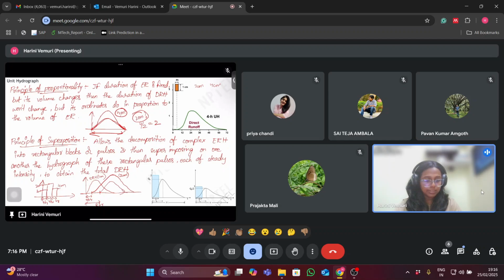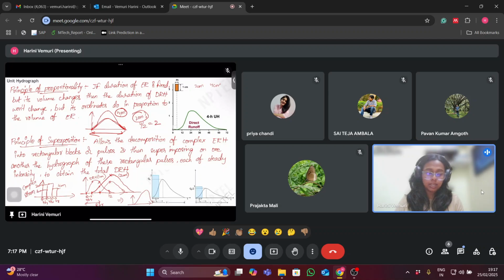So once we add up all these ordinates, suppose at time 0, what is the ordinate? At time 1, this will be our ordinate. At time 2, this and this both are falling, right? So we will add up these two terms. And at the 4th hour, 8th hour, and 12th hour, we'll add up all the ordinates that are coming in this time step, okay? So this is superposition. So all that together, we will have one single direct runoff hydrograph for this kind of complex storms. Okay, so that is what the principle of superposition is telling us about.